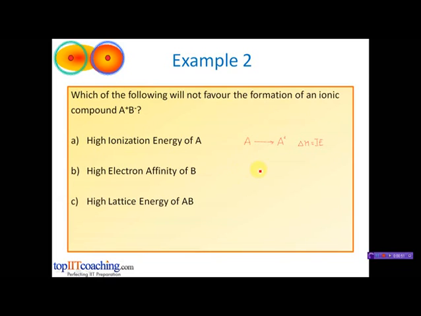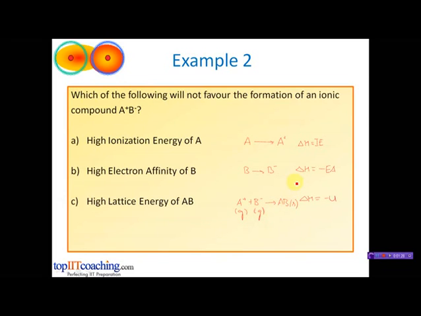Similarly, electron affinity of B was the energy released when B gained an electron to form a negatively charged ion. Lattice energy was also the energy released when A plus ion and B minus ion combined to form the ionic compound AB in its solid state. A plus and B minus are in their gaseous states.